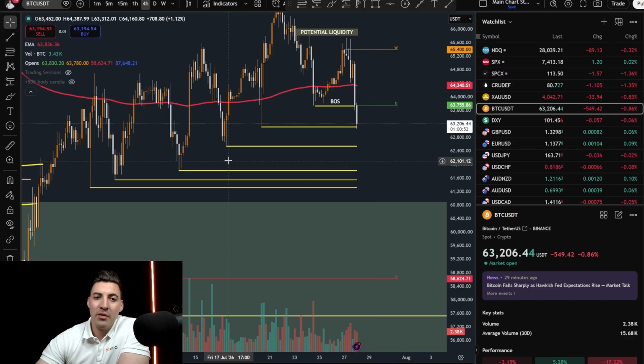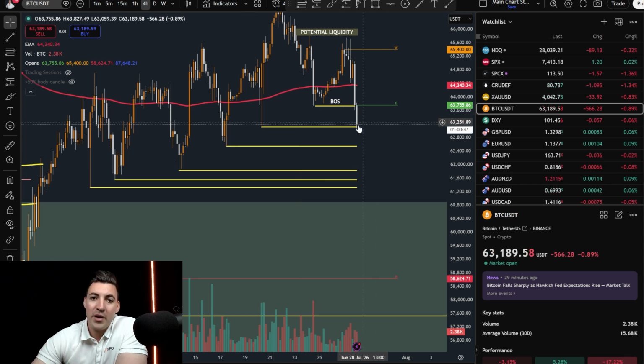And I'll be looking at these areas for my potential entry points just to see what the price does when the price does retrace back below these previous lows.